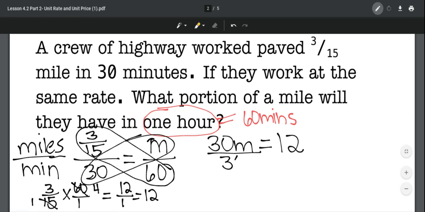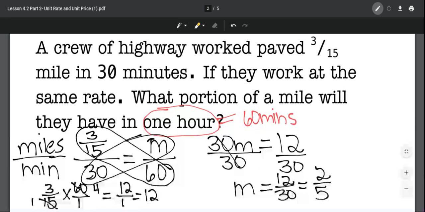Let's divide by 30 on both sides. And m will give us 12 over 30. But once we reduce it by dividing by 6, we will have 2/5 miles as our final answer.